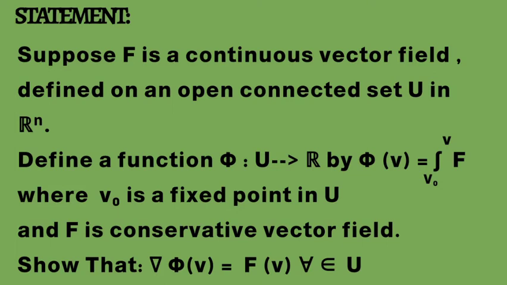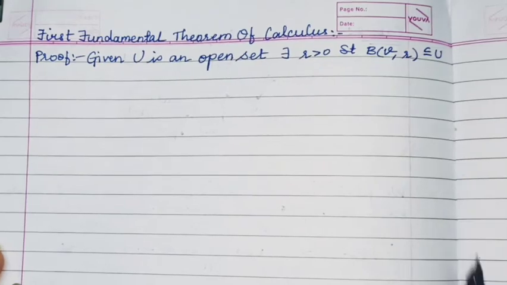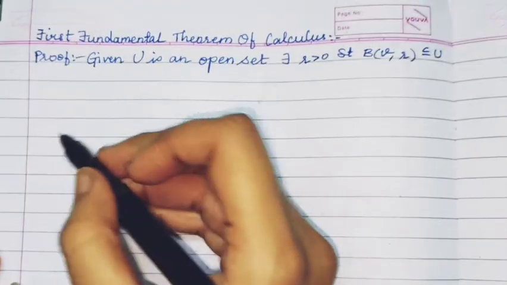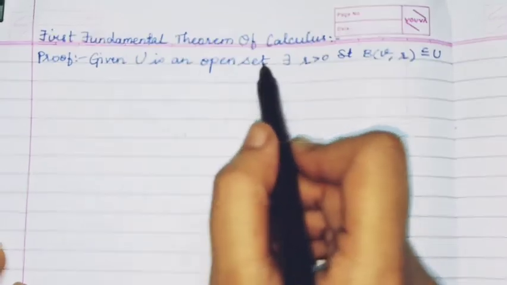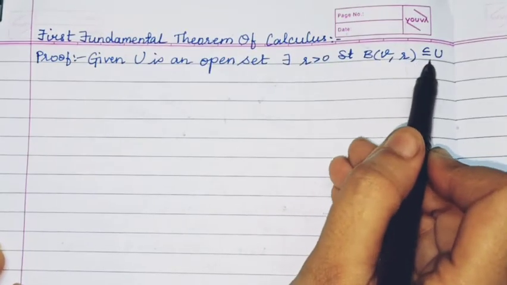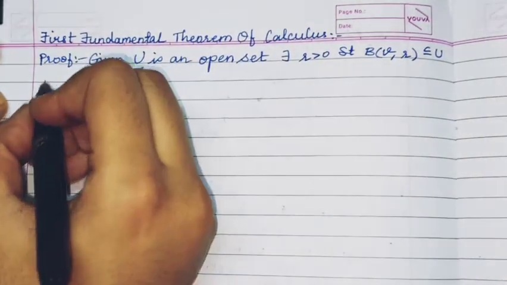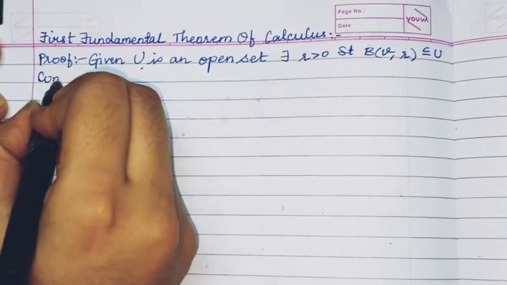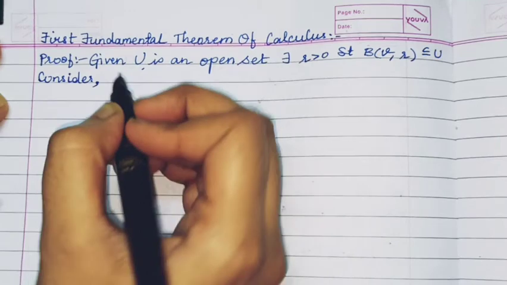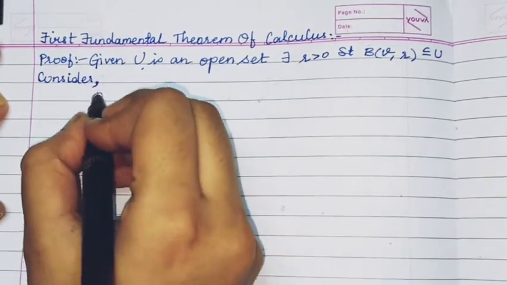So F is a continuous vector field, F is a conservative vector field, phi is a function from U to R. Then we have to prove that the gradient of phi of v is equal to F of v for all v belonging to U. Let us begin with the proof. Given that U is an open set, for all v there exists r greater than 0 such that the ball B(v, r) is a subset of U. So U is the domain and it is the open set, and there exists a radius r greater than 0 such that the ball B(v, r) is a subset of U.